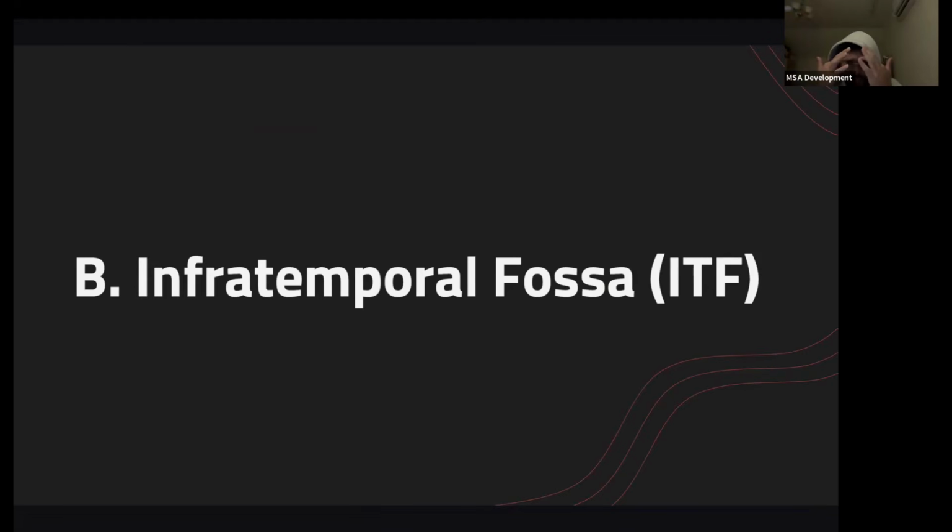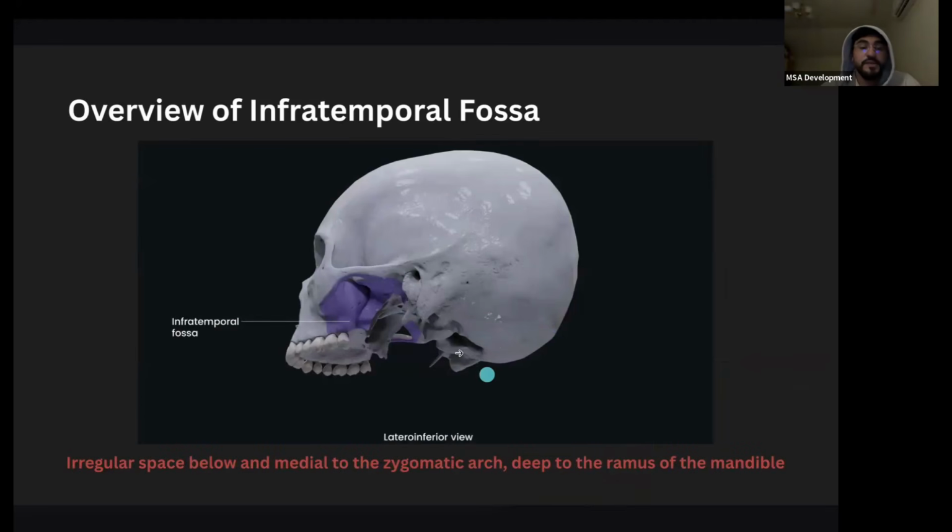So we just really need to know that there are maxillary arteries within it. We have the maxillary nerve within it. We also have the pterygopalatine ganglia. Okay. Then we move into the infratemporal fossa. Okay. So this is your infratemporal fossa. It's really just an irregular space that's below and medial to your zygomatic arch. Okay. And deep to the ramus of the mandible.